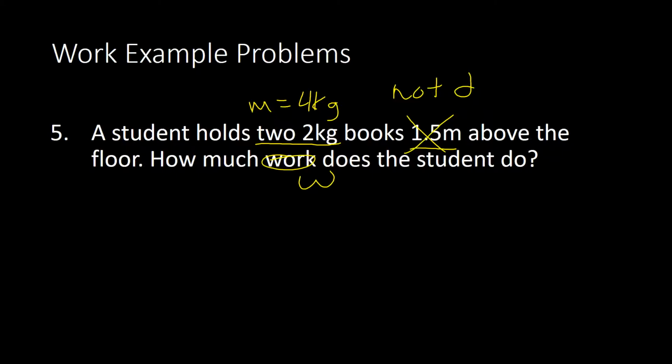So with this question, things are a little bit different because the student is holding the books. If you are holding something in place, you are not moving it. So if you are not moving something, then D equals 0 meters. Well, W equals FD. Anytime you multiply by 0, you end up with 0. So if you are holding something in place, you are not doing any work. Now, your arms are going to get tired from holding those books, but you're not actually doing any work on those books because you're not moving them.